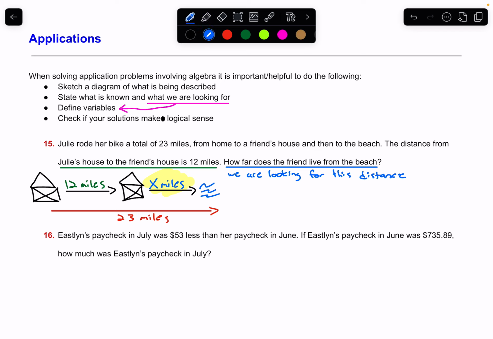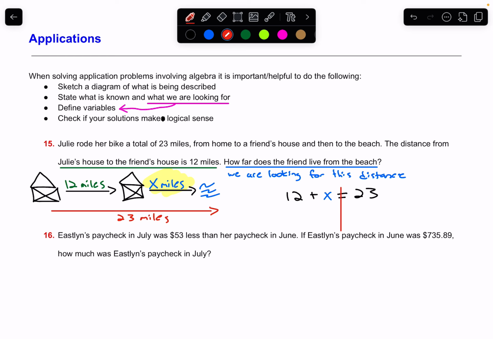So the equation we can set up is going to be the summation, or the addition of the individual parts, which is going to be the 12 miles we know plus the X miles that we don't know. And this is going to be equal to the total distance, which is 23. Okay, so we have the two individual pieces add up to the total distance. We can now just go ahead and subtract 12 from both sides.